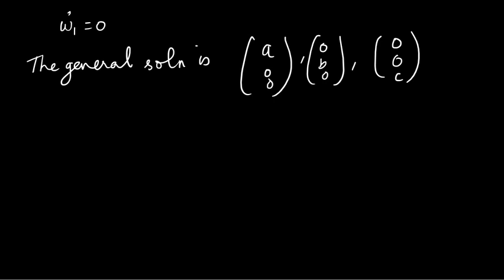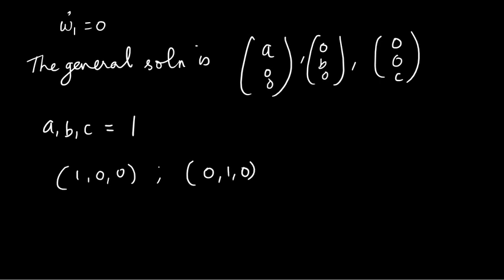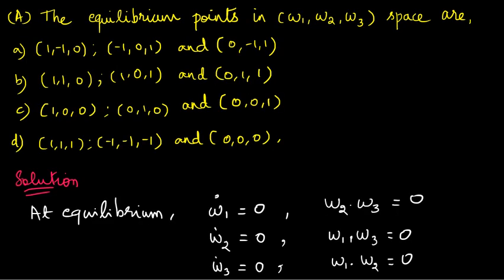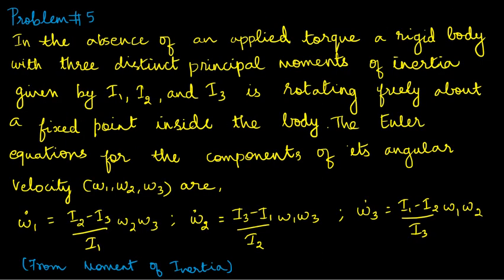Now we have to see that at equilibrium points, these a, b and c will take the value 1. So our solutions will be 1 0 0, 0 1 0, 0 0 1. So at equilibrium points, these will be the solutions. So option C satisfies.